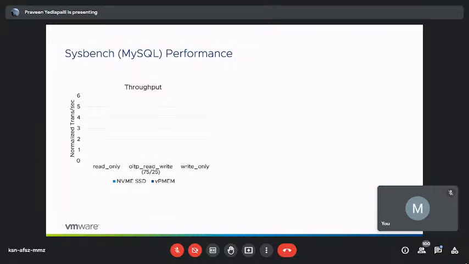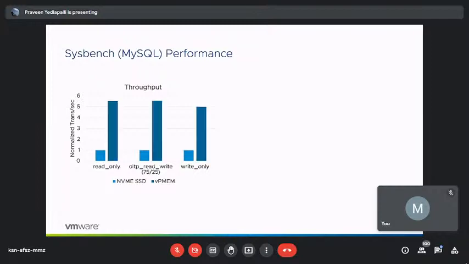Again, I'm comparing NVMe SSD with a PMEM. So I'm normalizing everything to SSD. So if you see, this is the SSD number, and this is what I get from the PMEM. So let's say SSD is doing 1 million operations per second. The PMEM is able to do like 5.5 million operations per second. That's very high compared to the SSD. And this is a MySQL database.